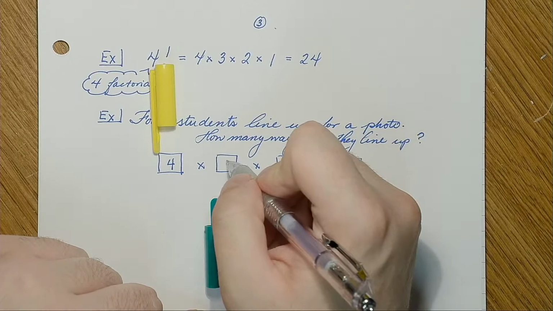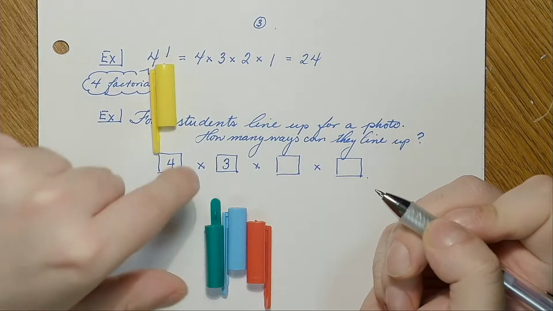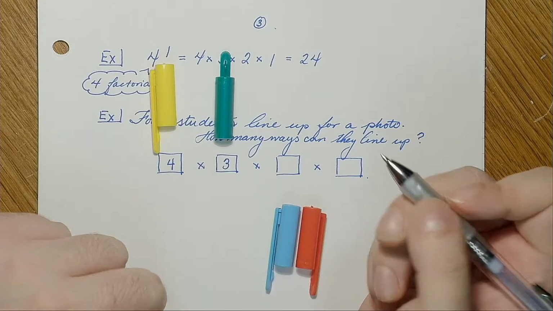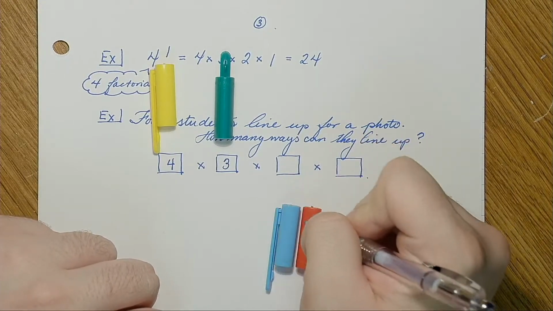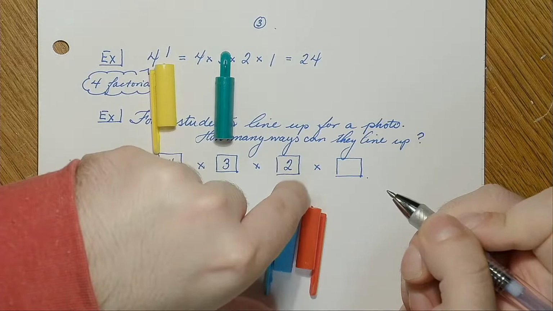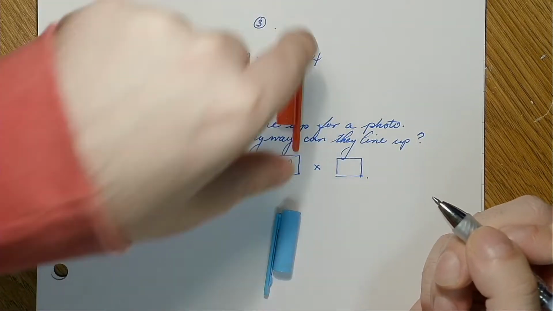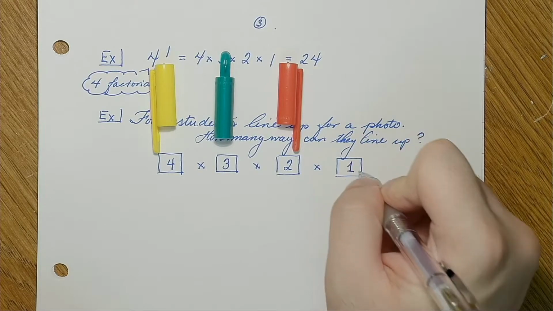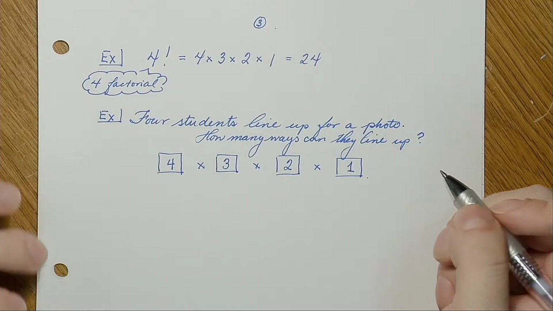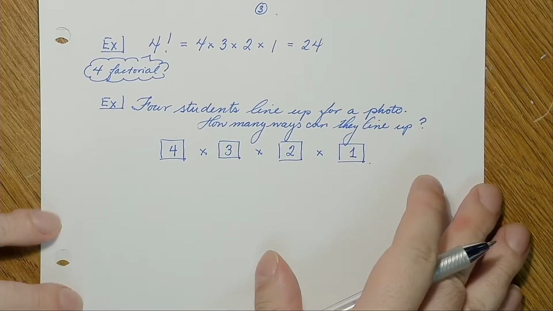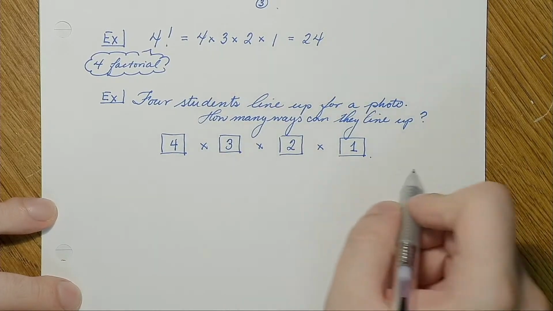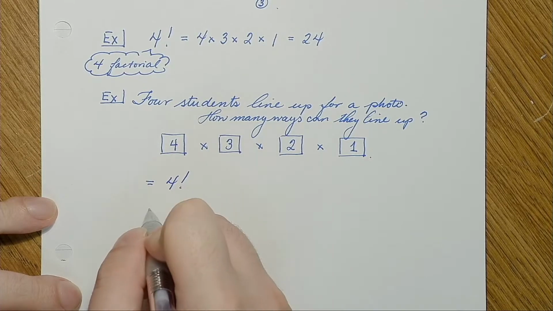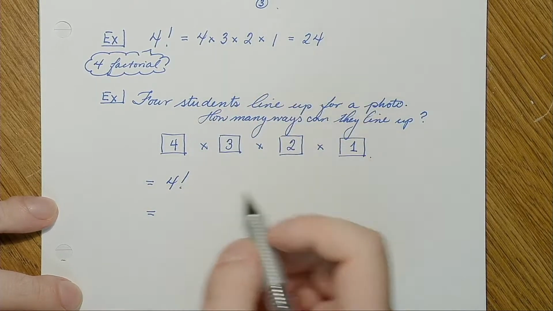Now I have 3 that I'm going to pick. Let's say I pick green. And then I move on to my next choice. This is my 3rd choice. I have 2 left. I'm going to pick this red. And for the final one, I'm left with just 1. So, how many ways can 4 students line up? Well, that's 4 times 3 times 2 times 1, which is equal to 4 factorial, which we've already solved up here, which is 24.